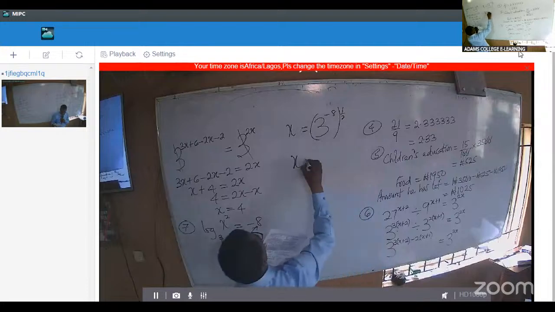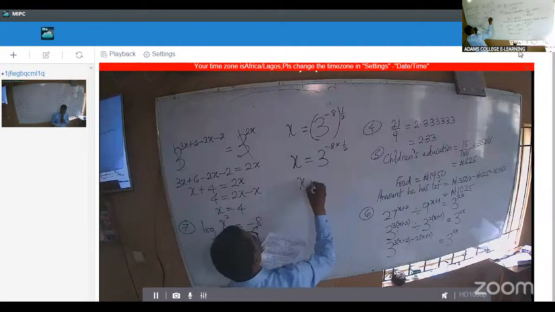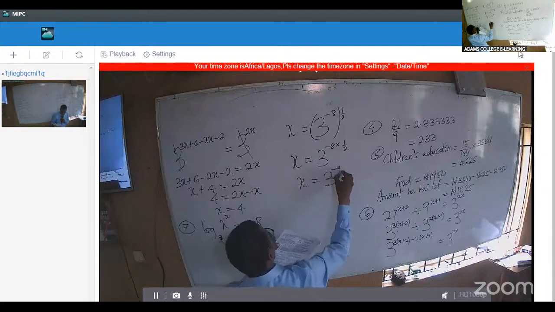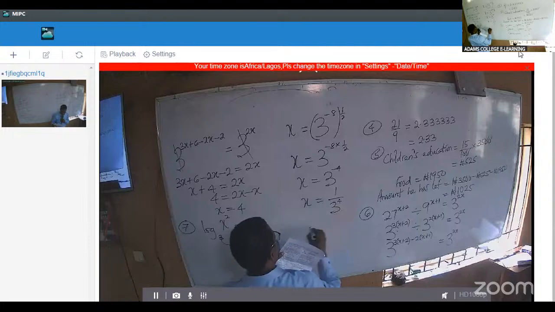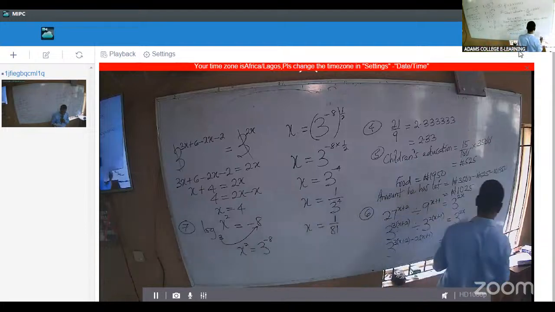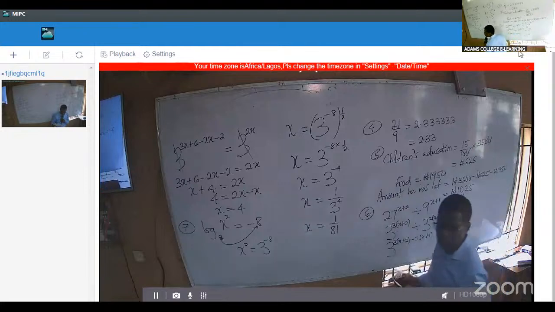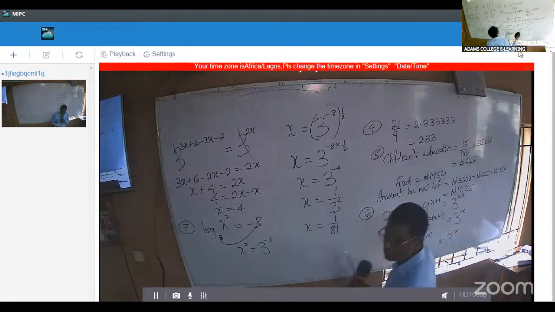s will now be 3 raised to power minus 8 times half. That will be 3 raised to power what? Minus 4. So that will be 1 over what? 3 raised to power 4. And what's 3 raised to power 4? 1/81.